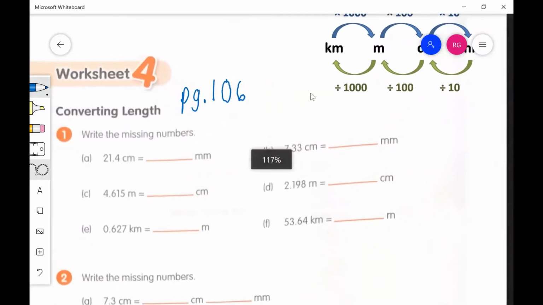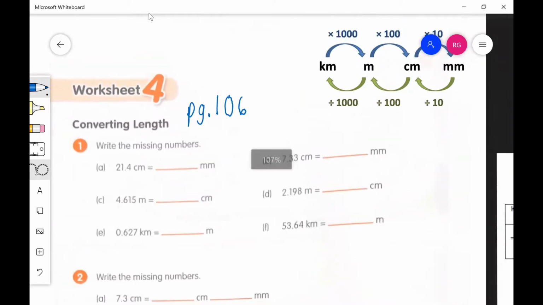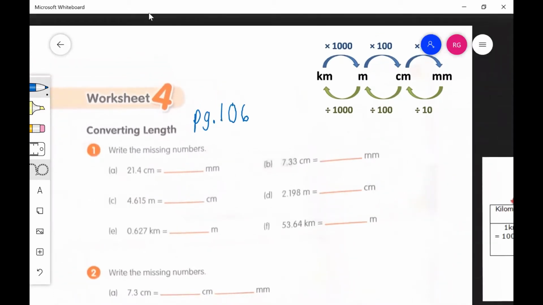All right, welcome. Today we're on page 106 in our workbooks. Let's make sure we have our workbooks out to page 106. And let's get started with this first one. We're on part A, okay?